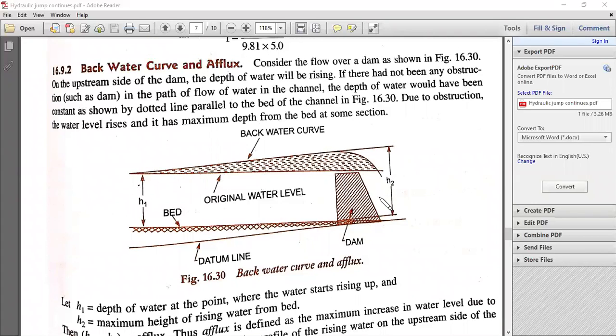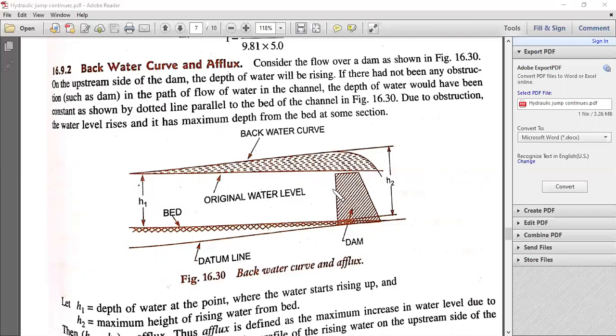So here you can see the dam that exists, and here is the upstream side and here is the downstream side. The depth of water will rise up to the depth of the dam. If there had not been any obstruction, that means if there is no dam, then the water would flow in the channel. The depth wouldn't be constant, it would vary. So that's why, due to this obstruction, the water level rises.